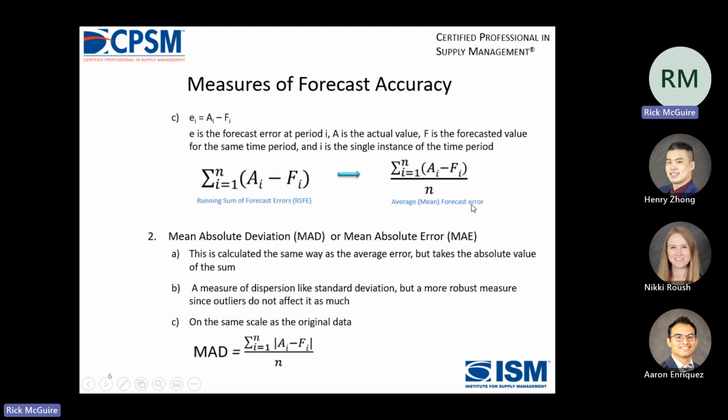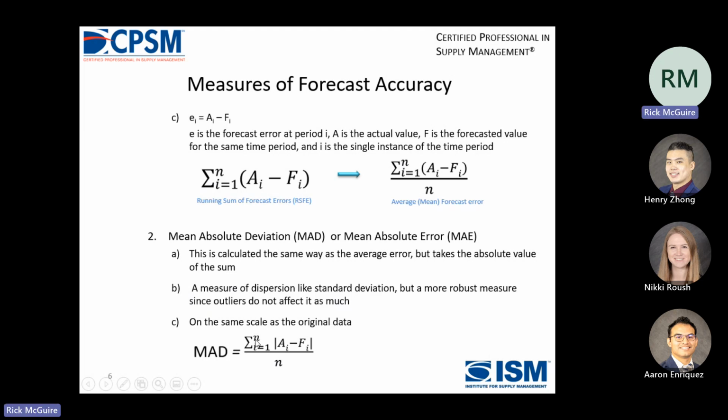The average mean of forecast error that we just talked about is the running sum divided by n, whatever n is here. Then you've got the mean absolute deviation, or the MAD, or the mean absolute error, less common. This is calculated the same way as the average error, but takes the absolute value of the sum. It's a measure of dispersion like a standard deviation, but more robust since outliers don't affect it as much. So this is the MAD here.